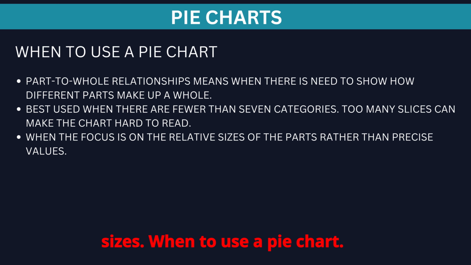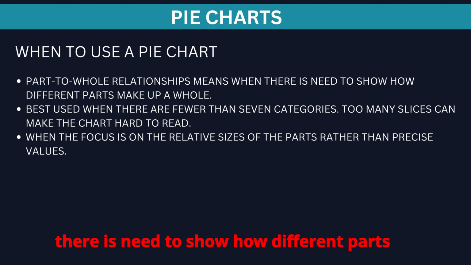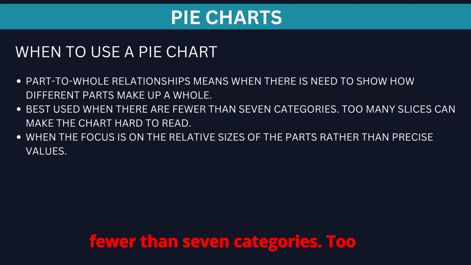When to use a pie chart. Part-to-whole relationships, meaning when there is a need to show how different parts make up a whole. Best used when there are fewer than 7 categories. Too many slices can make the chart hard to read. When the focus is on the relative sizes of the parts rather than precise values.